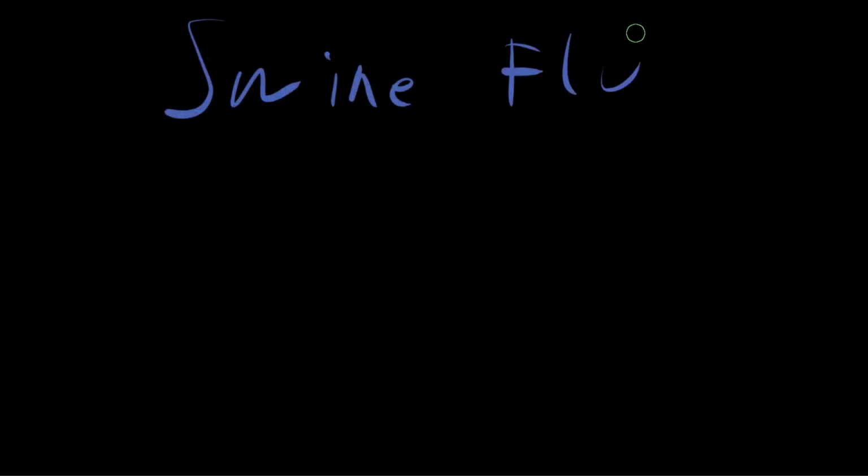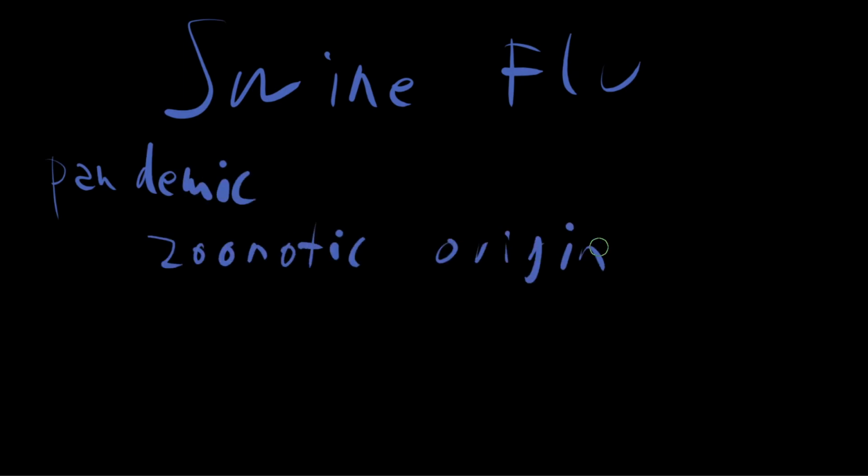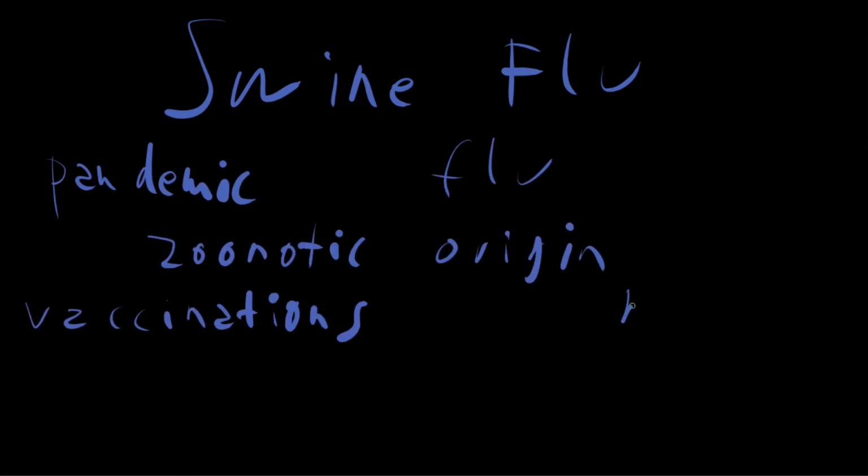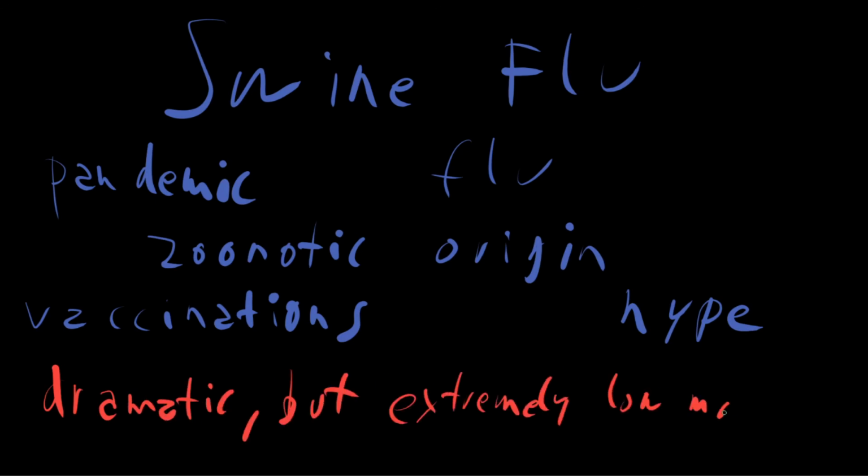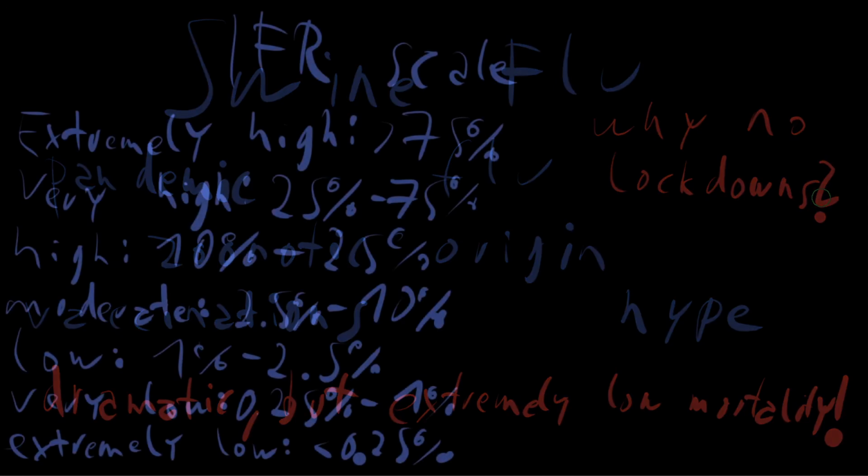Despite lots of widespread panic, the swine flu outbreak of 2009 turned out to be a surprisingly survivable pandemic with an infection fatality rate below 0.03%. Now where's C19 on this scale?